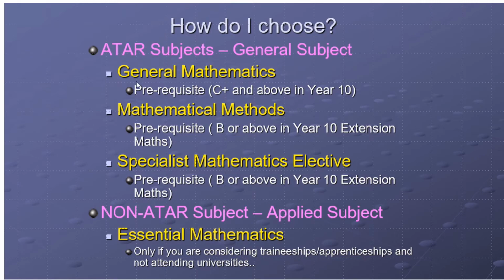The general subjects we have on offer are general mathematics, mathematical methods, and also an elective called specialist maths. The general mathematics prereq is a very, very good C and above in Year 10 maths. The prereq for methods and specialist is getting a B or above in Year 10 extension. Our non-ATAR subject, or our applied subject, is essential maths.